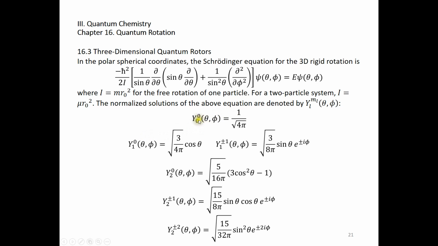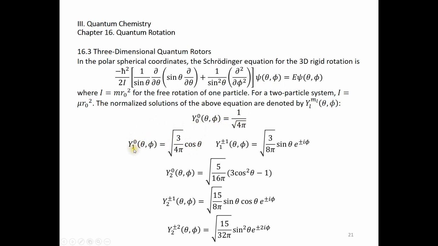Alright, what do these two numbers mean? We have a number in the subscript. That's quantum number L. And we have another number in the superscript. That's M sub L. So we have this kind of format over here. And Y is the solution to the Schrodinger equation. Alright, so we have a bunch of solutions. This is the first one.